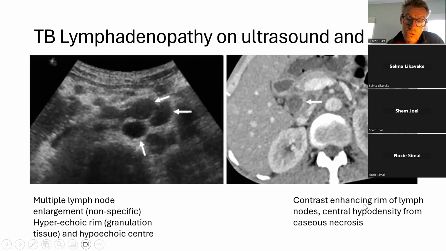So a contrast enhancing rim of the lymph nodes around the lymph node with central hypodensity from caseous necrosis. So that's caseating necrosis of a lymph node, and it's very similar to what you see on an ultrasound, but the different terminology is that it's hypoechoic or hypodense.